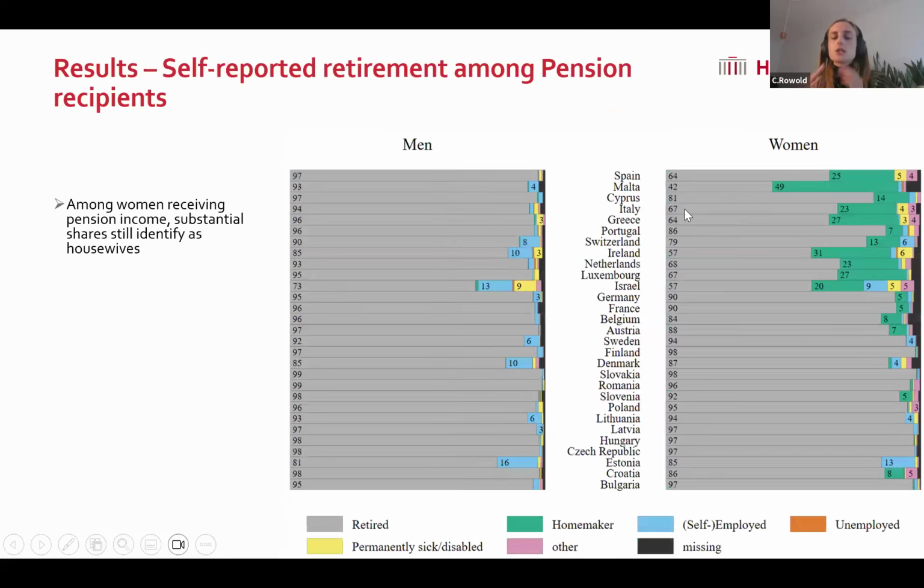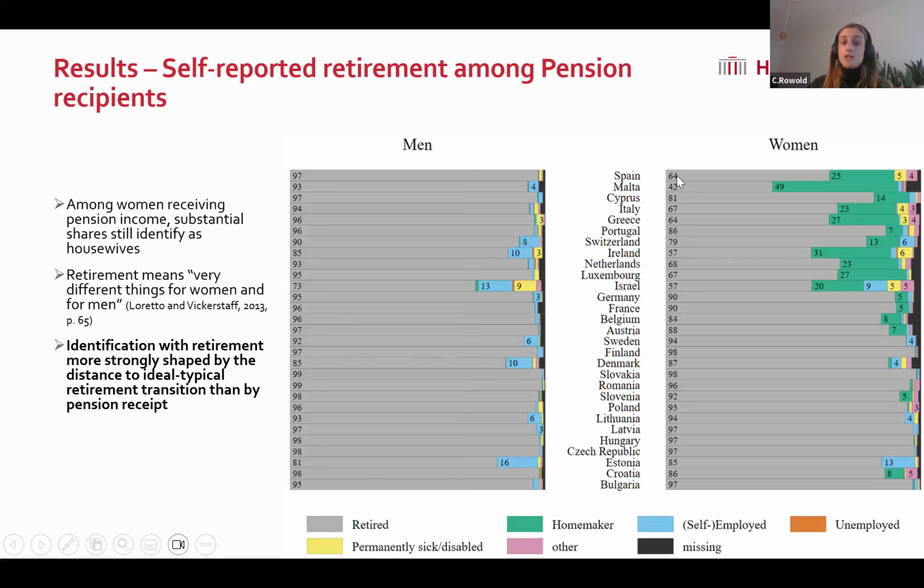Then just one more additional plot, because I find this super interesting: I looked at the employment status only among those who actually receive pensions. We see a similar pattern for men, but even women aged 65 or older who receive pensions, even among those, up to 49% say, I'm actually a homemaker, I'm not retired. So this really suggests that the identification with retirement is much more strongly shaped by the distance to the ideal typical retirement transition, at least for these countries, than by pension receipt. Okay.